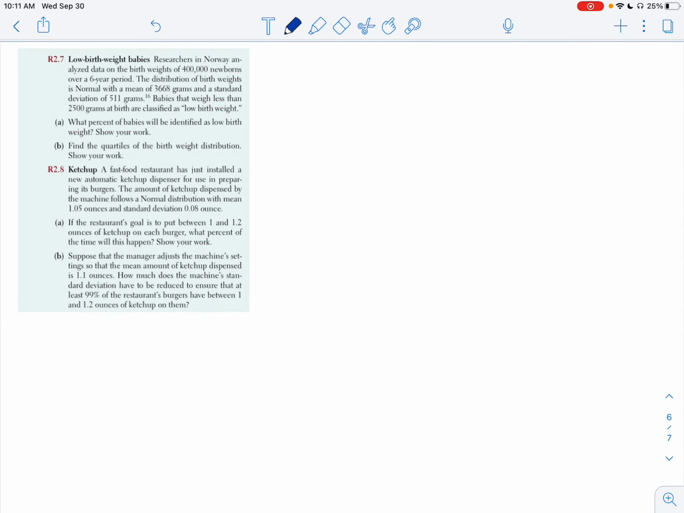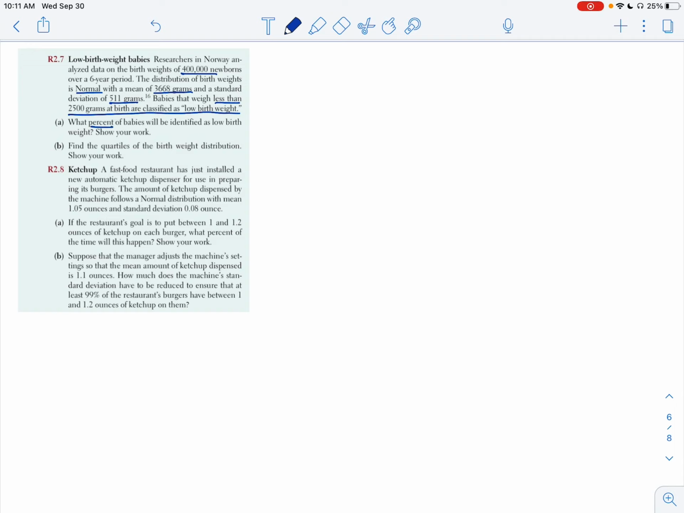All right, if we keep looking here, we look at low birth weights for babies. The researchers in Norway looked at the births of 400,000 newborns. The distribution was normal with a mean of 3,668 grams and a standard deviation of 511 grams. Babies that weigh less than 2,500 grams at birth are classified as low birth weight. What percent of babies will be identified as low birth weight?